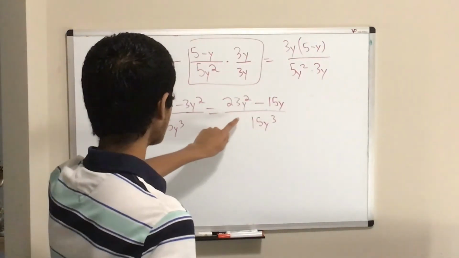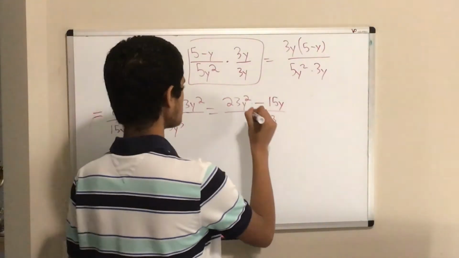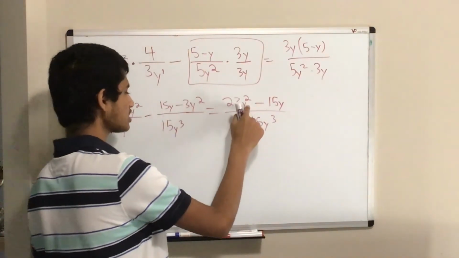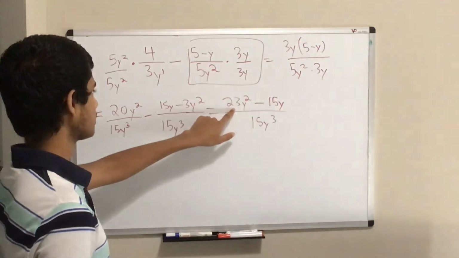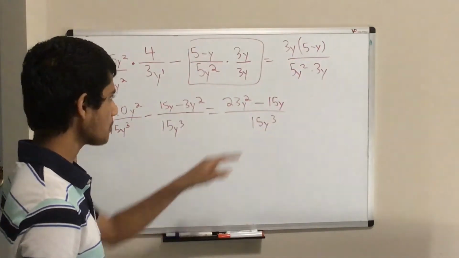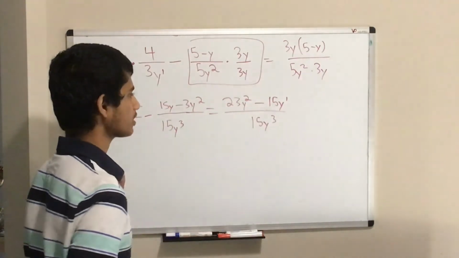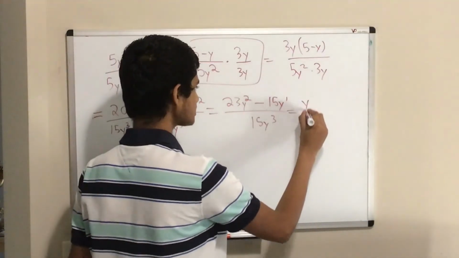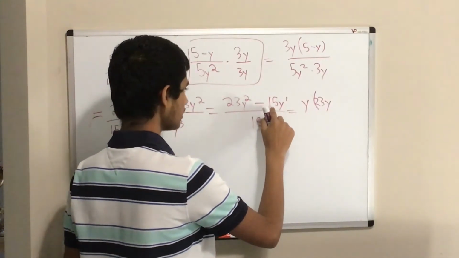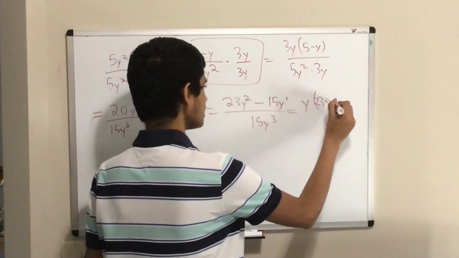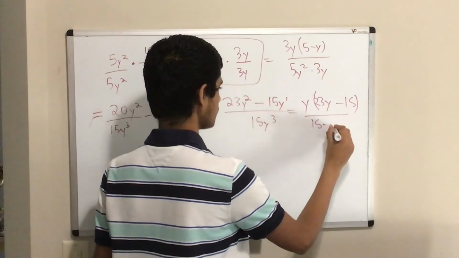And now what we're going to do is we're going to factor out the numerator, and we're going to see what happens after that. So when we factor out the numerator, we find that the greatest common divisor of this term and this term over here is simply just y, because 23 and 15 have nothing in common, and this is simply just y to the first. So when we divide 23y squared by y, that's going to give us just 23y, and negative 15y divided by y is simply just negative 15, divided by 15 times y cubed.